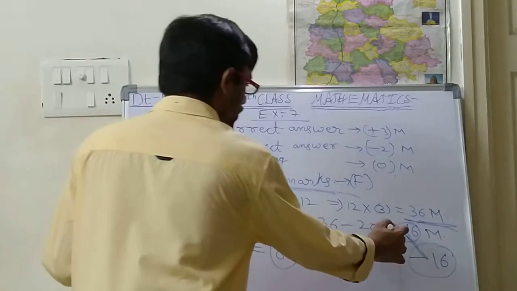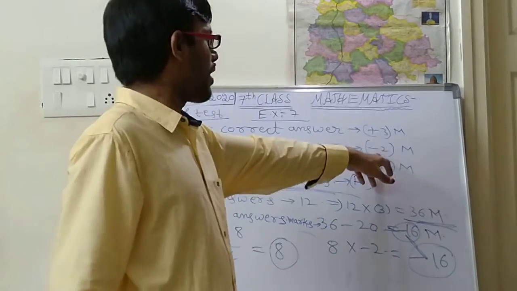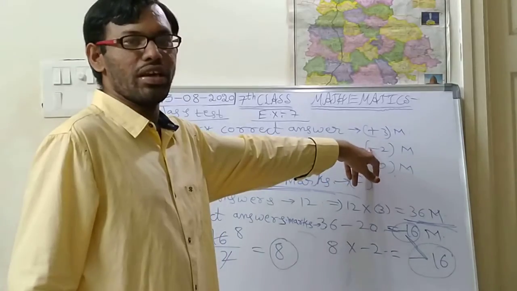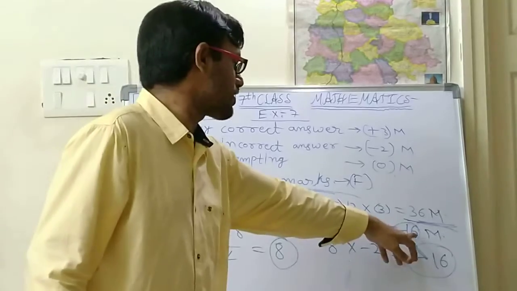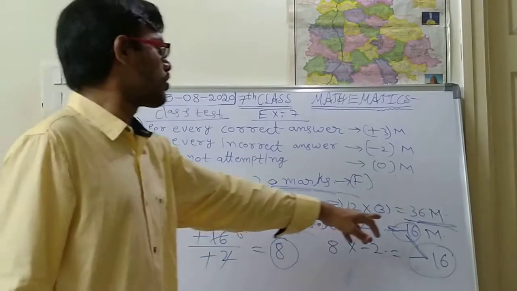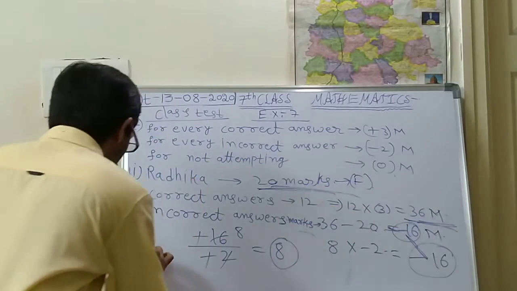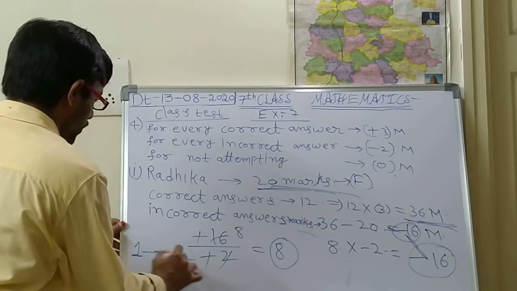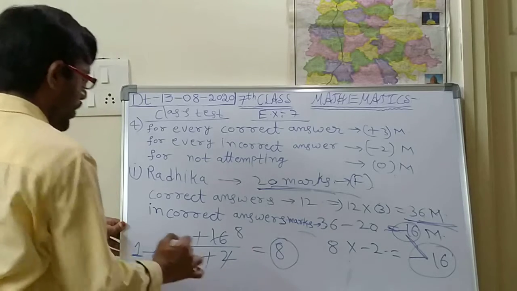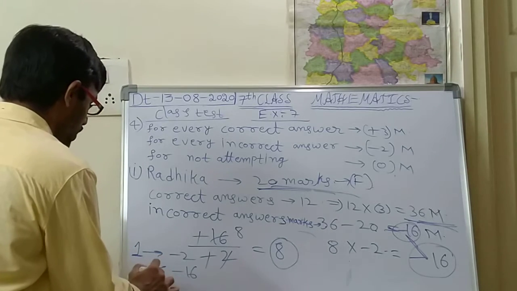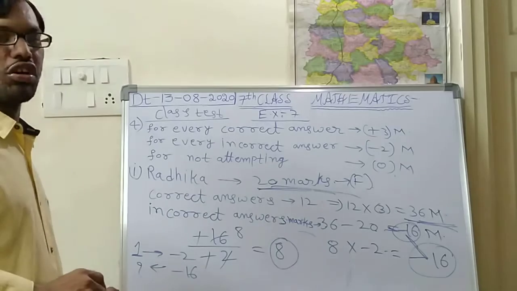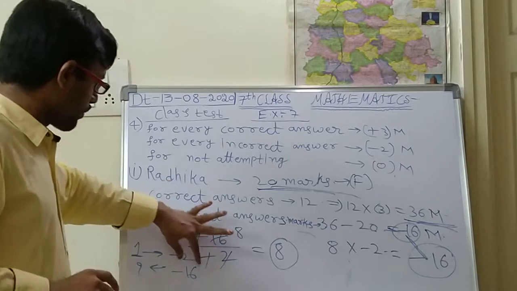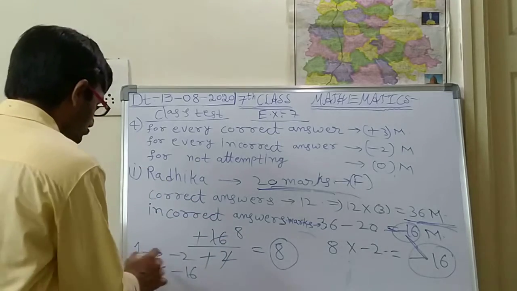Actually, the minus 16 means marks awarded for the incorrect answers. For incorrect answers the marks will be negative only. So minus 16 marks. For one question minus 2. For how many questions is minus 16 marks? You have to follow the unitary method. Minus 2 marks is awarded for one question, so minus 16 marks will be awarded for how many questions?